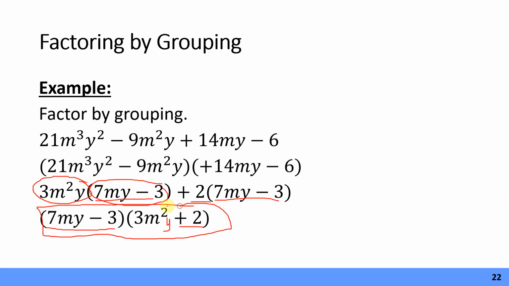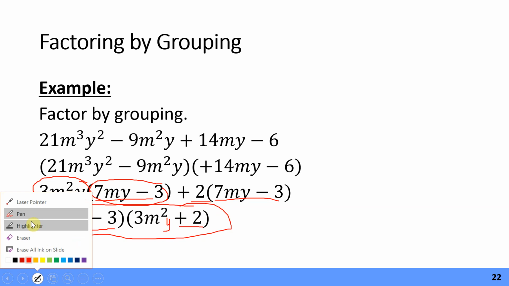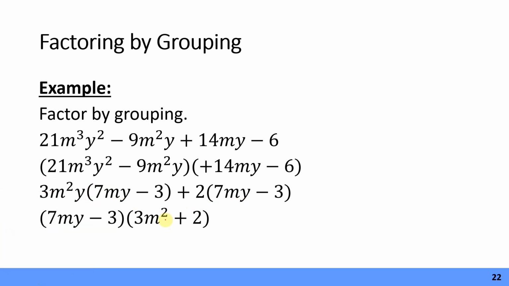So just make sure you write it correctly in your notes. 7my minus 3, and then 3m squared y, sorry about that, plus 2. And again, that's how you factor by grouping. So make sure you have your notes handy. There are different ways to factor polynomials, just depending on what kind of polynomial you have.